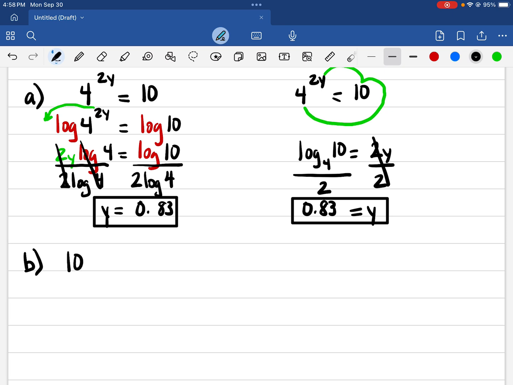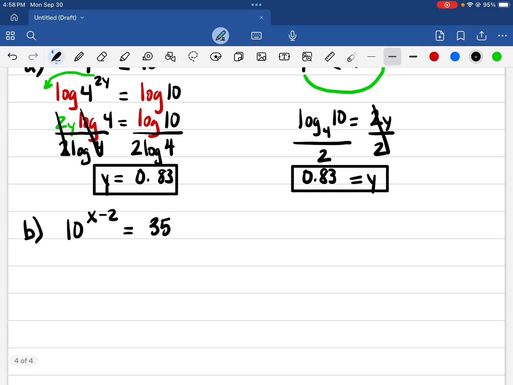All right, let's look at another one. 10 to the x minus 2 equals 35. So just to kind of reemphasize, why are we doing it this way? Remember that these are the cases where you cannot get the same base on both sides to drop those bases.